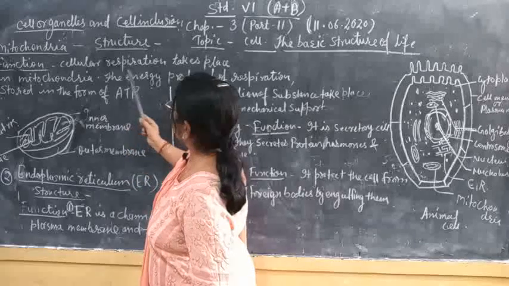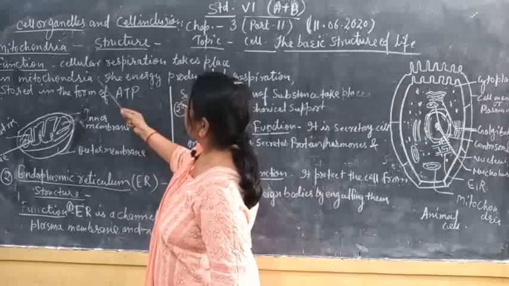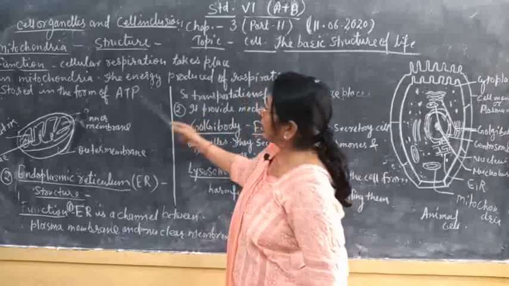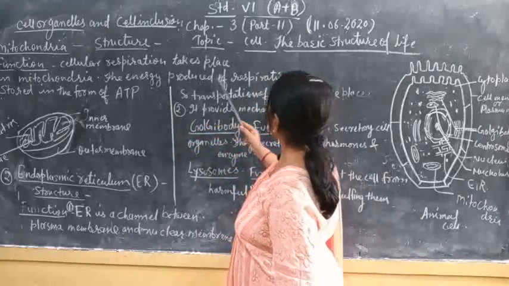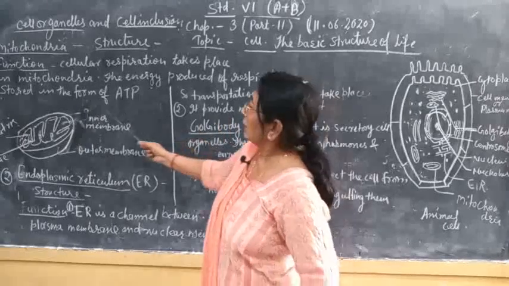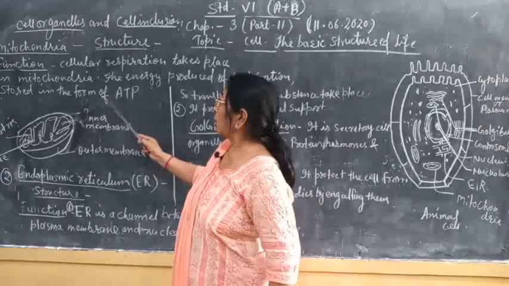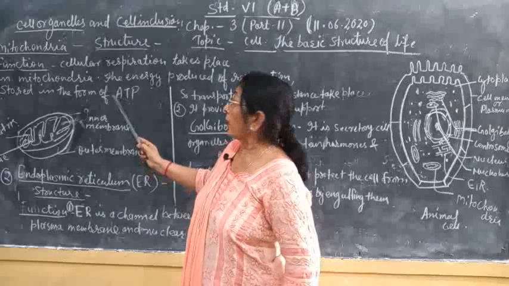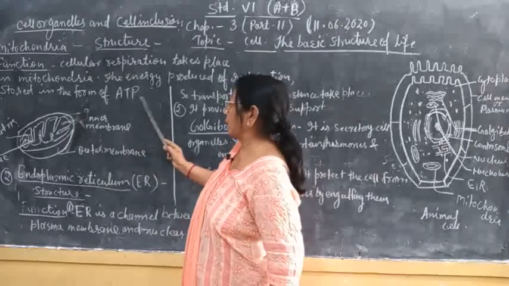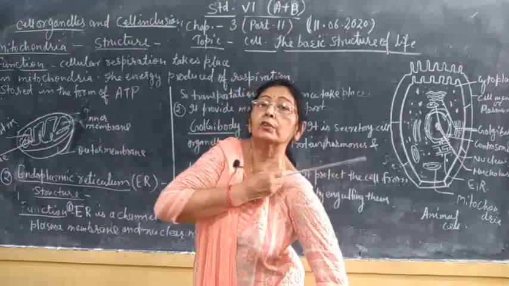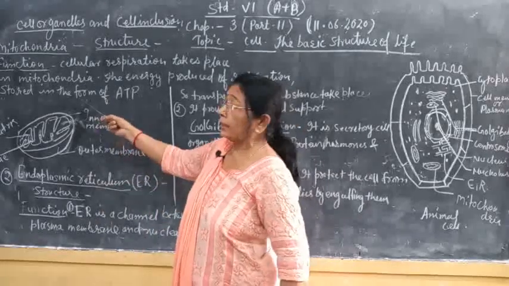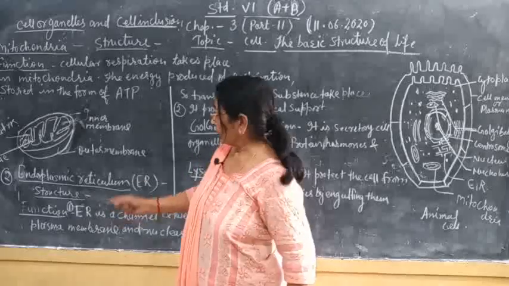Function of mitochondria. Cellular respiration takes place in mitochondria. The energy produced by respiration is stored in the form of ATP, adenosine triphosphate. So mitochondria is known as the powerhouse of the cell.